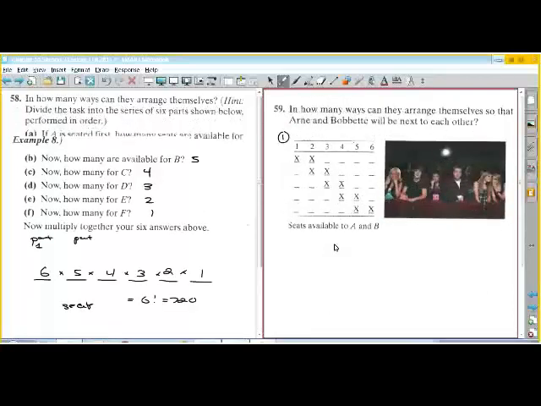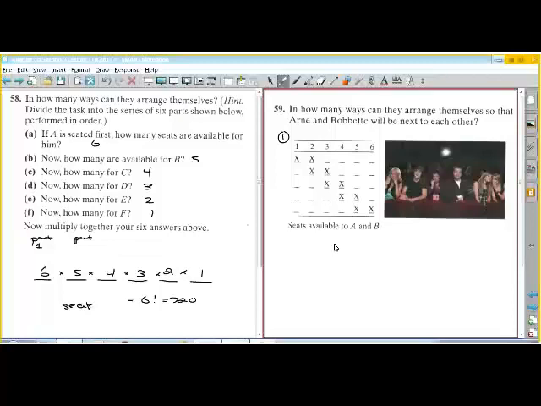Okay, so now 59 says, in how many ways can they arrange themselves so that Arn and Bobette will be next to each other? So what you can do in this case is the first step is to pick the 2 seats that Arn and Bobette are going to be in. So how many choices do I have of pairs of seats that I can put these 2 lovebirds in?